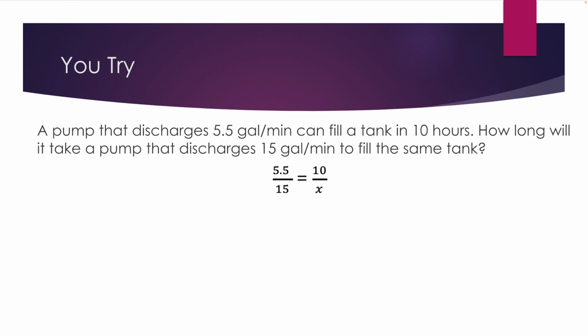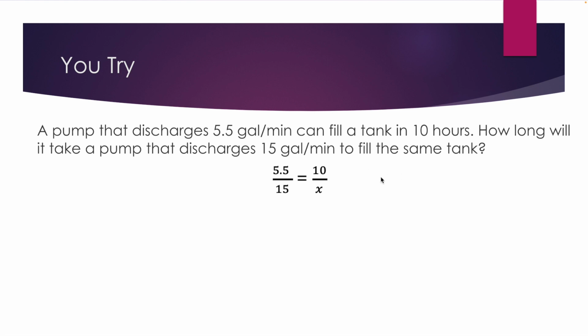Again, first, just how we read it in the question. So 5.5 gallons per minute is 10 hours. 15 gallons per minute is how many hours? Okay, so I have gallons per minute on this side, hours on this side, so I've got the right units.